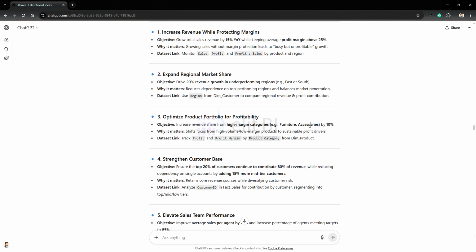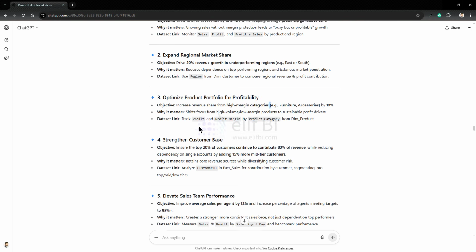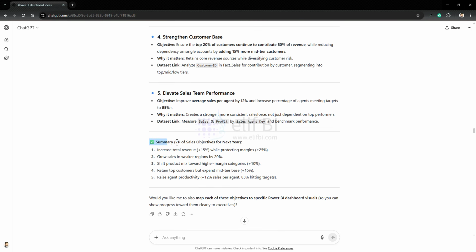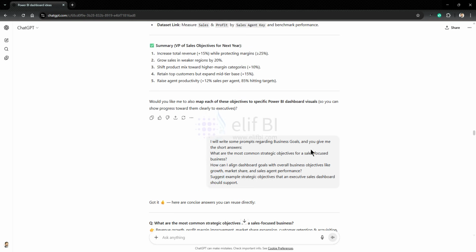So here you could see that if you want to increase the revenue share from the high margin categories, that would result in greater profit. So here it tells you why it matters. Strengthen the customer base and elevate the sales team performance. That is also something that we saw in the slide. And here we have the summary for the sales objectives for the next year.